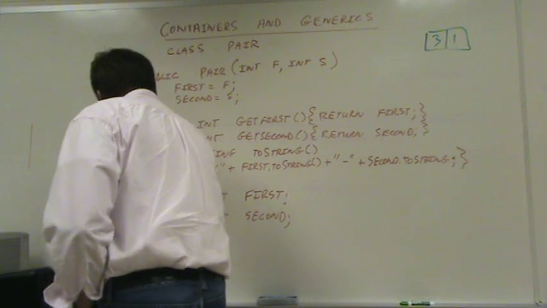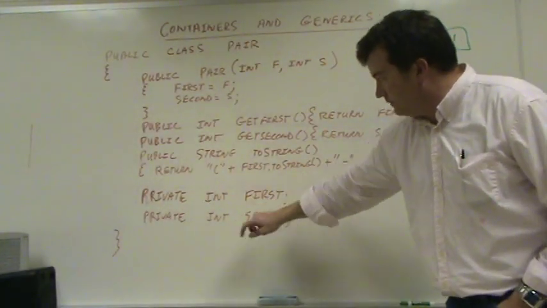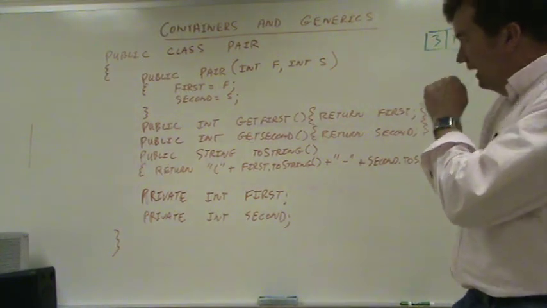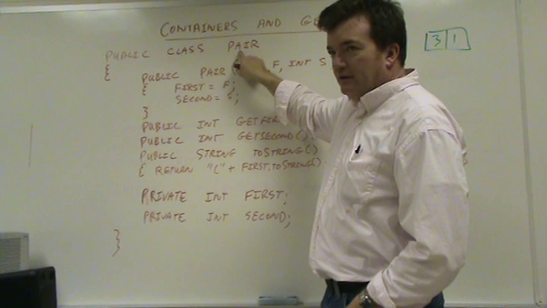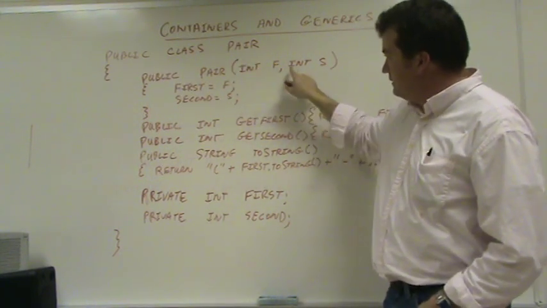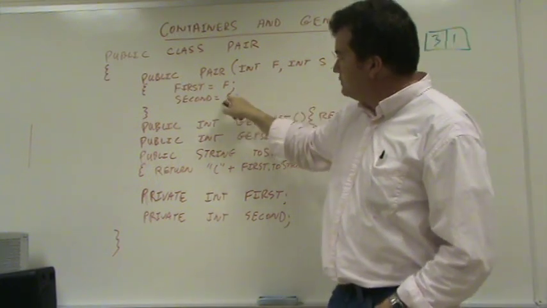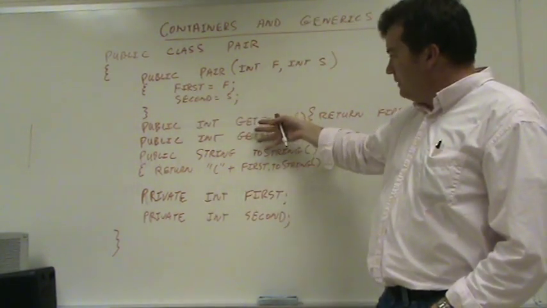And then close out the class. So, I have two private fields, first and second, also of type integer. I have a constructor method with the same name as the class. Takes in two parameters of type integer, f and s, copies those into our private fields. And then I have a bunch of methods.